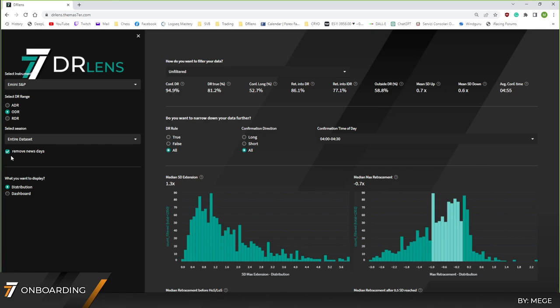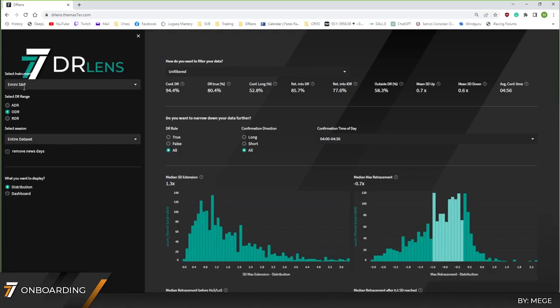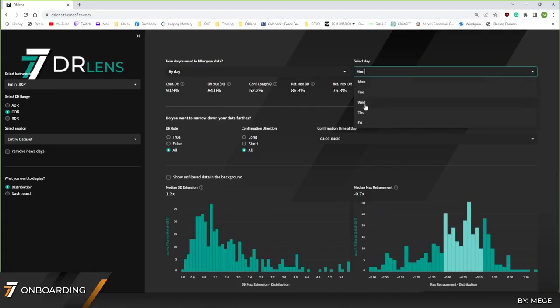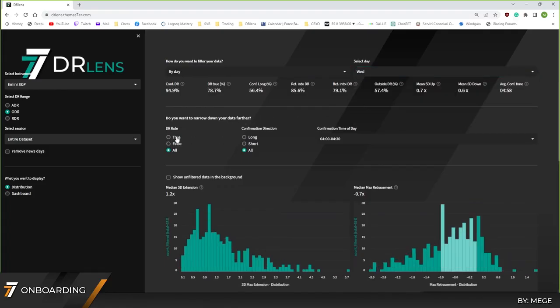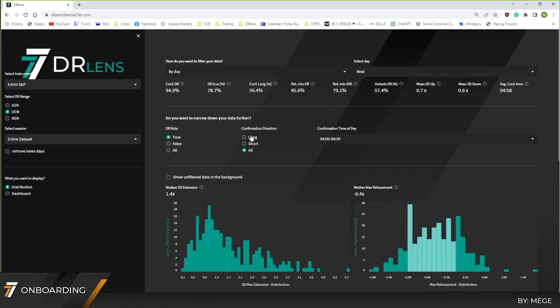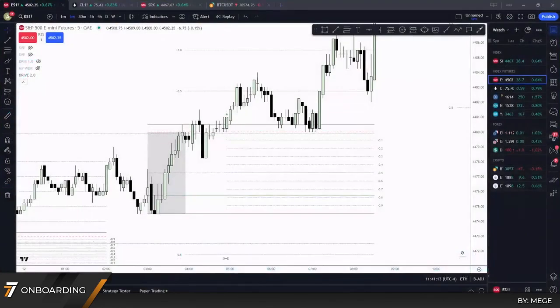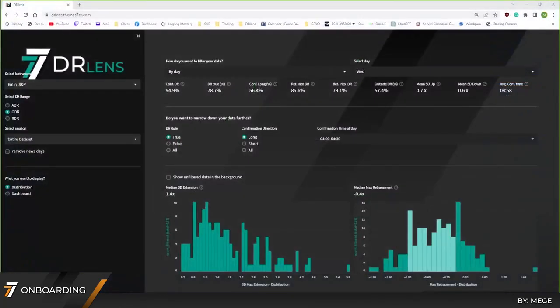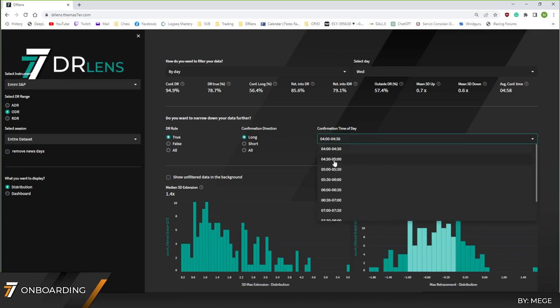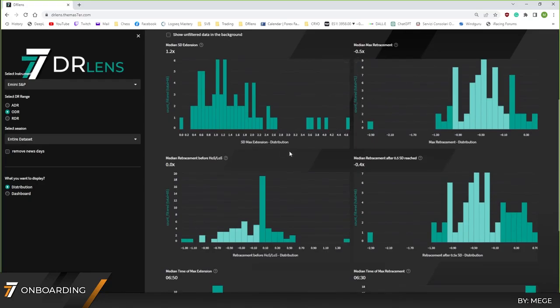We actually don't do that. We untick this one because today is a news day. Select the ES. Select the date. Today is Wednesday. We always select true and we have a long confirmation and just switch back for a second on TradingView. The confirmation was at 4:55. We switch back. 4:55 means between 4:30 and 5. And that's what you get, right? Everybody following?